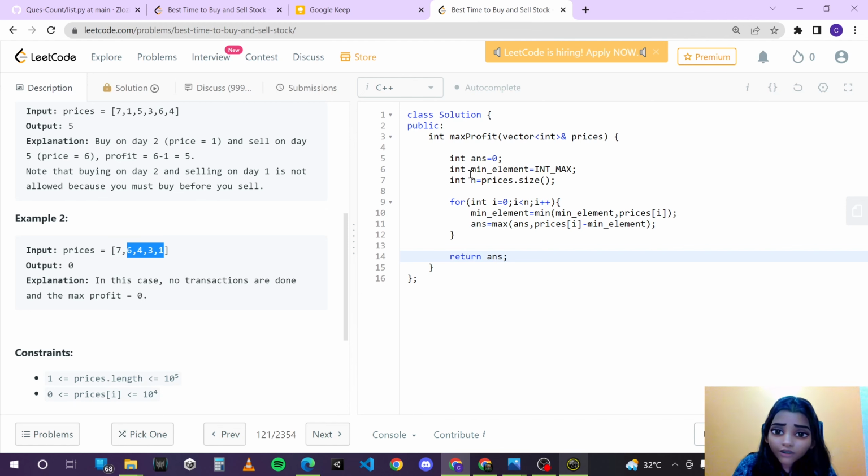Here, firstly we take a min element, which is initialized using INT_MAX, and n is the size of the given prices vector. We traverse throughout this prices array, and min element is equal to the minimum of min element and prices[i], and answer is the maximum of answer and prices[i] minus min element. At the end we return the answer. So let's try to submit this.